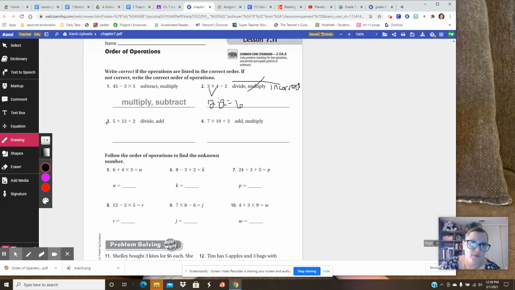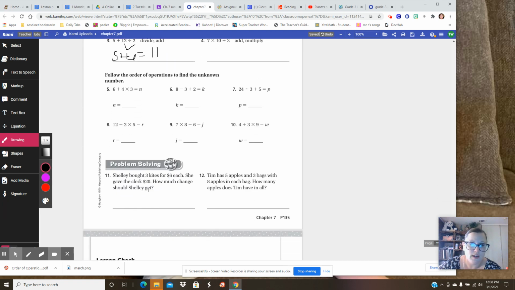Now this one, number 3, says divide then add. So you're going to skip to divide then add. Are they right? Let me check my order of operations on my whiteboard that I told you to say. Should I divide first, then add? Yes, because division is before adding. So for this one, they are correct, so you can leave that. Then you're going to divide. 12 divided by 2 is 6. Then you're going to add the 5 plus 6, which is 11. Okay, I'm going to leave the rest for you to do on your own. Make sure you use your whiteboard.